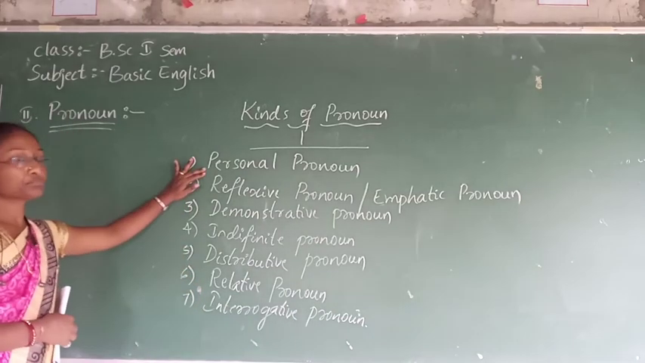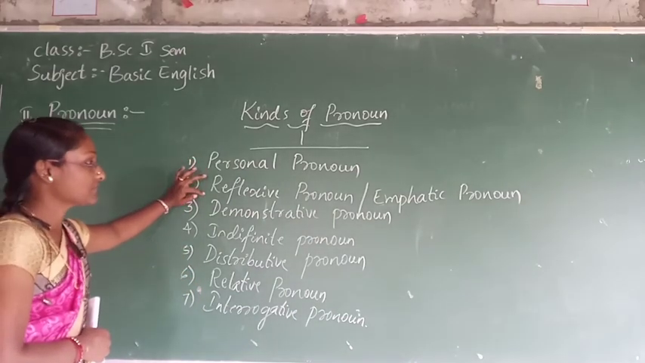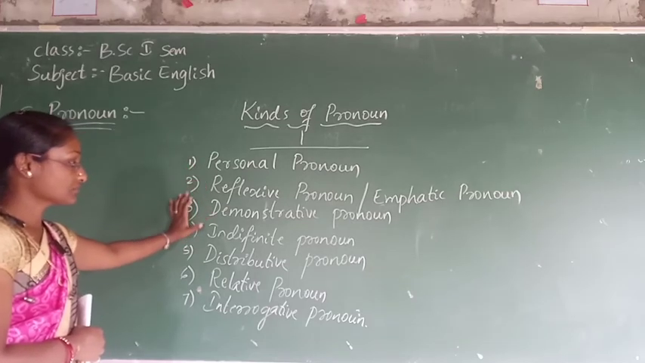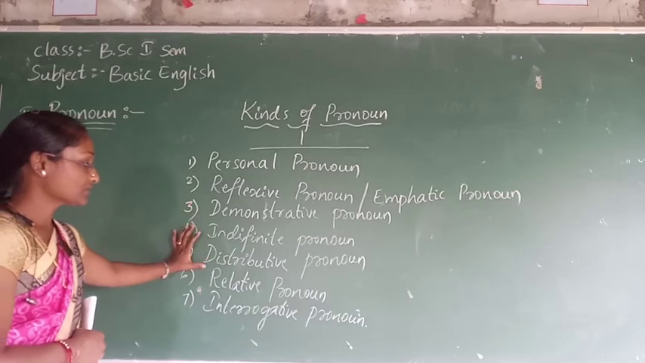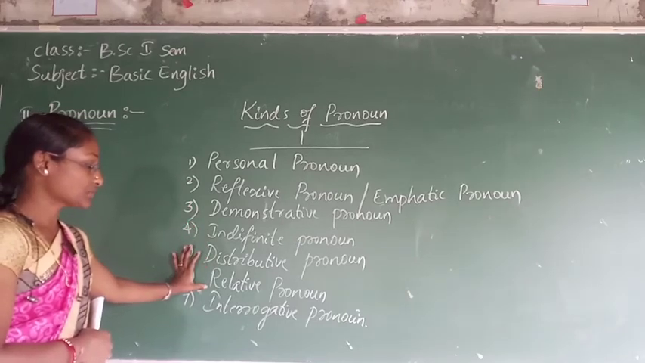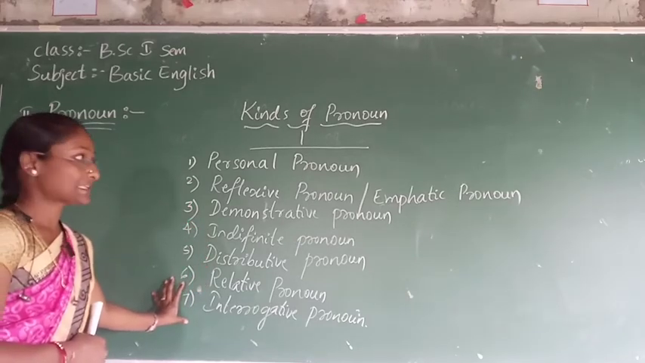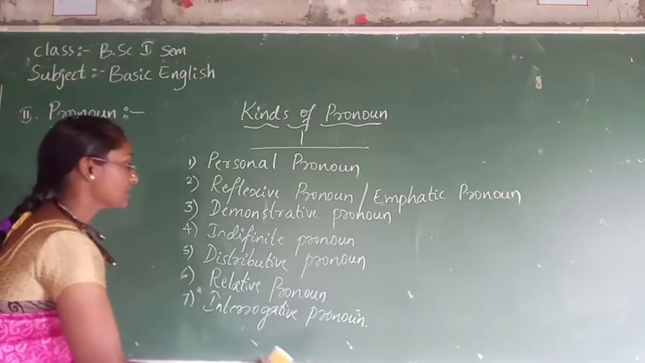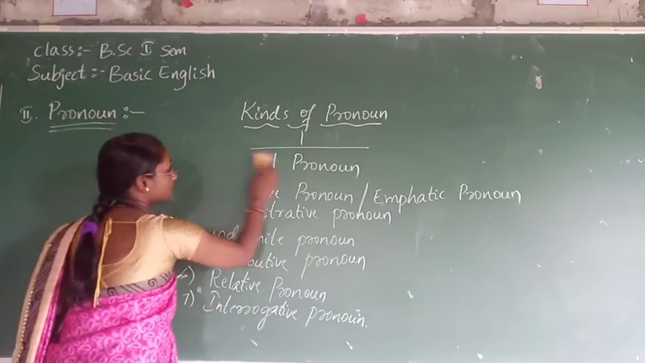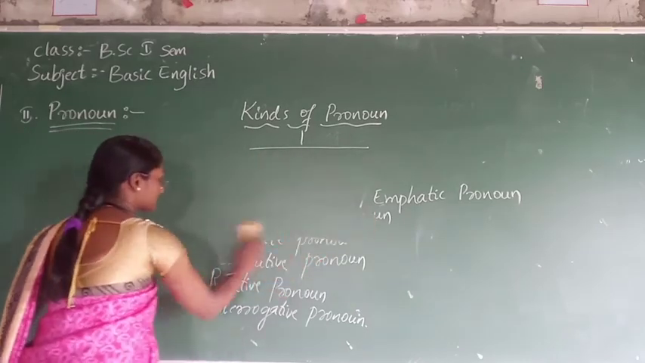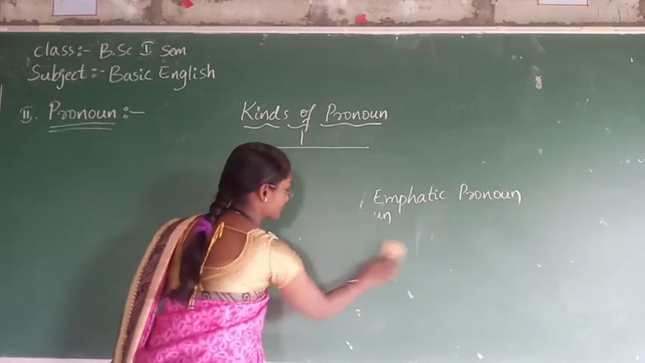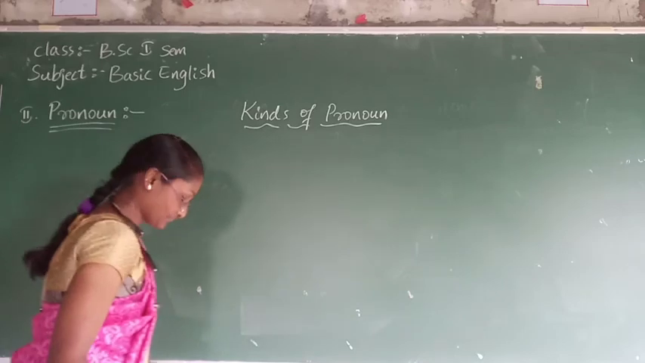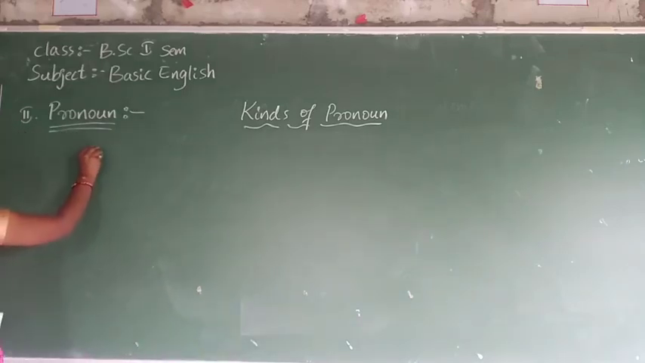So the kinds are personal pronoun, reflexive or emphatic pronoun, demonstrative pronoun, indefinite pronoun, distributive pronoun, relative pronoun, and interrogative pronoun. There are 7 kinds of pronouns. Now we will go through them one by one with definitions and examples. First one is personal pronoun.